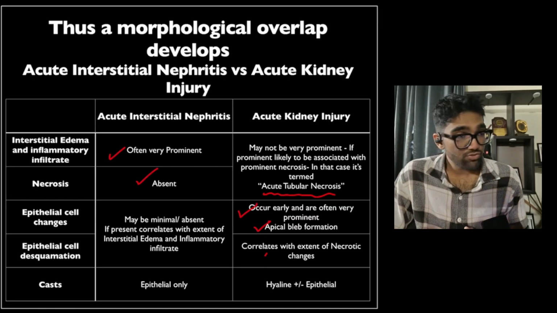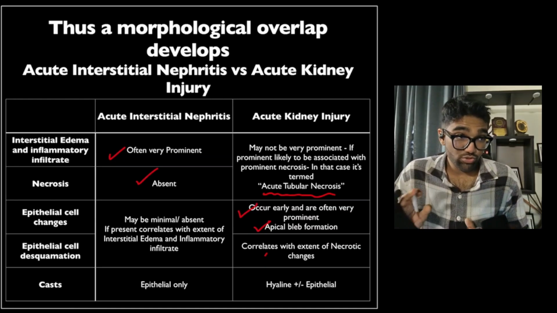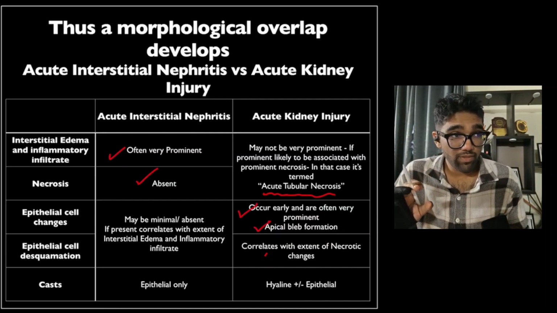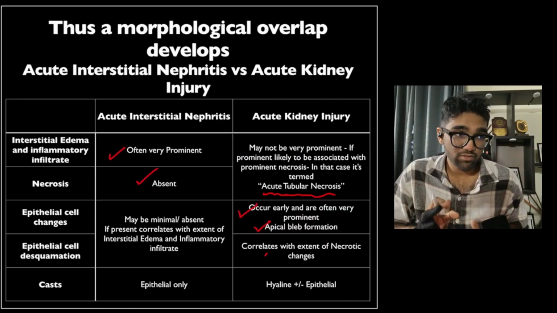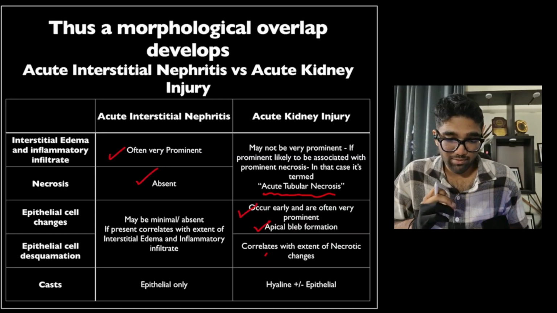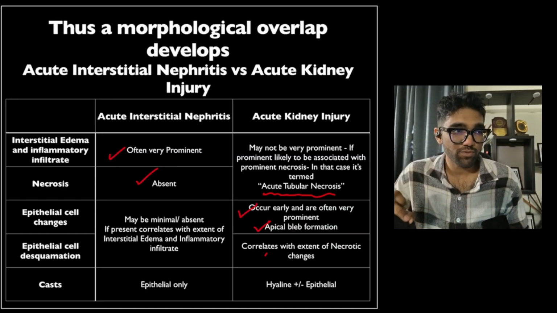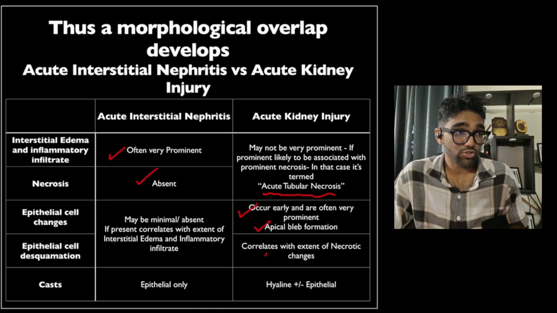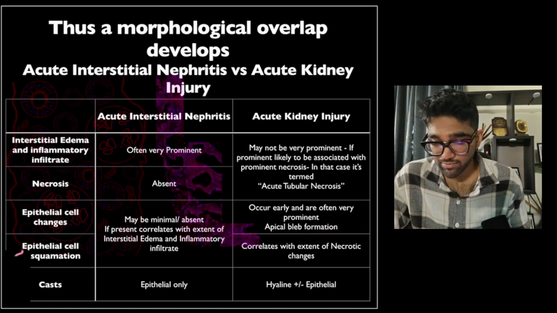The casts are usually hyaline. I would say almost always hyaline. They may be epithelial casts, but there will definitely be hyaline casts, because there is pre-renal AKI as a proximate cause of the disease. So you will have contents within the tubules that have gotten extremely dehydrated and coagulated, and they're forming hyaline casts.